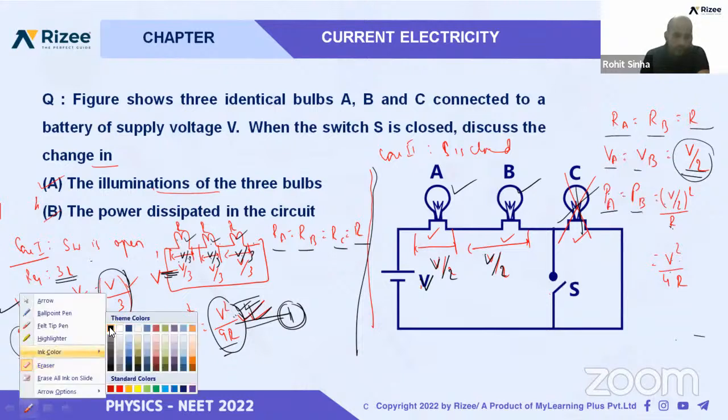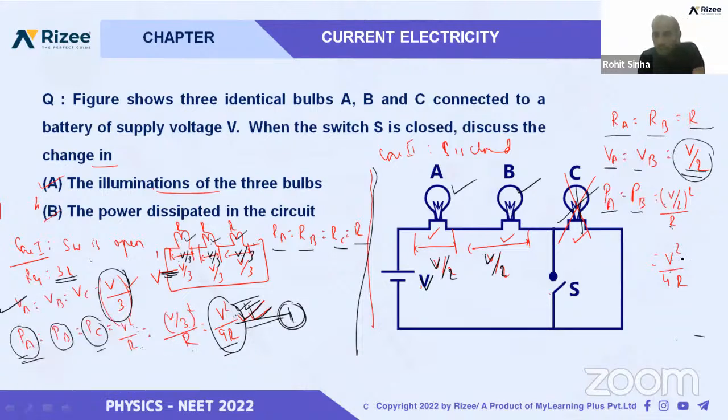Wait. Okay. Now see, we got the power. This is the new power for each resistance, how much power will be wasted through each bulb. We have to compare this new power with the old power. This was the old power.